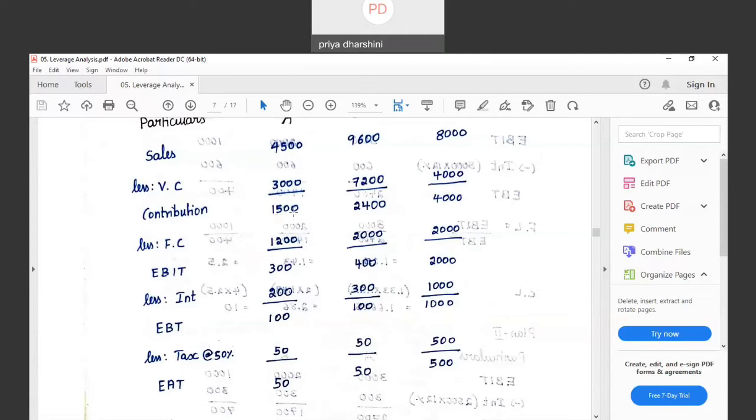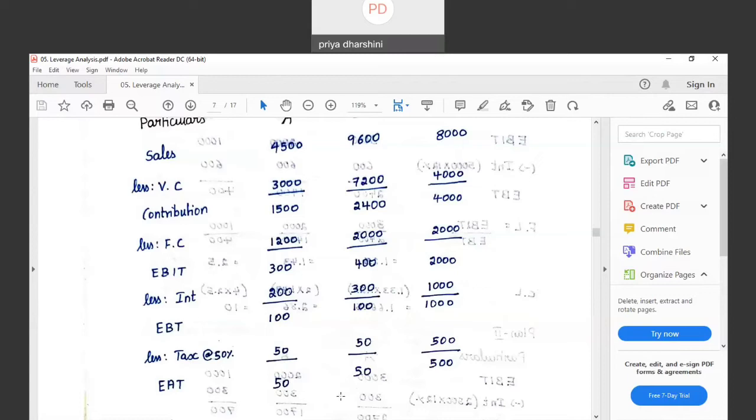Then after finding contribution, they have told variable expenses are 66.67% of sales, which means it is 2/3. When variable cost is 2/3, 1/3 is contribution, which is the PV ratio. When 1/3 of contribution is 1500, how much is the full value then? It will be 1500 divided by 1/3, which will come to 4500. Having found sales, the difference between sales and contribution will become variable cost. So sales minus variable cost is contribution, minus fixed cost is EBIT, minus interest is EBT. After EBT, subtract a tax of 50%, you will get earnings after tax.